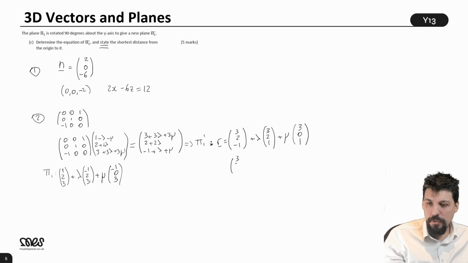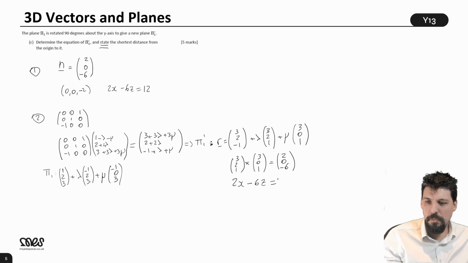So we'll go 3, 2, 1, crossed with 3, 0, 1 to give us 2. That's a good start. 0, that's a very good start. 3, 0 minus 6 is minus 6. That's a very, very good start. So we will get, why am I scrubbing that out? There we go. 2x minus 6z is some constant.